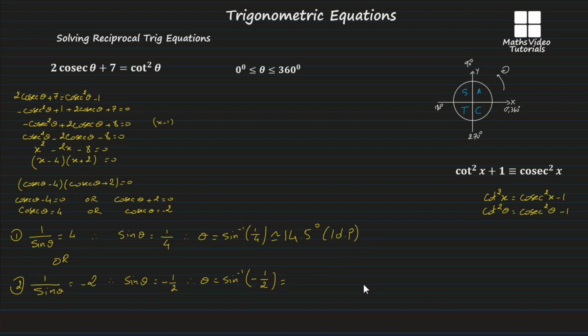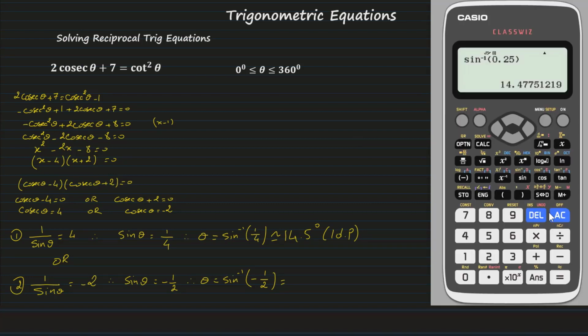And then we do the same thing for the other one. So again, shift sine, this time negative 0.5.